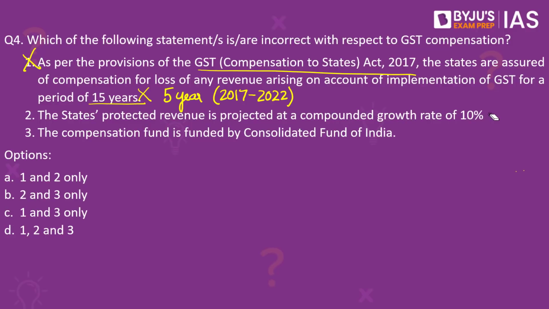Moving on to the second statement, note the state's protected revenue is projected at a compounded growth rate of not 10% but 14%. So statement 2 is also wrong. Moving on to the third statement. To fund the GST compensation, we have something known as the compensation fund. This is a separate fund which receives funds generated by the application of cess on certain luxury and sin goods. So even statement 3 is wrong. Since the question asks for the incorrect statement, the answer to this question would be option D, 1, 2 and 3.